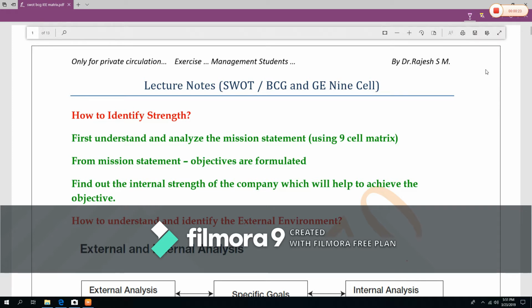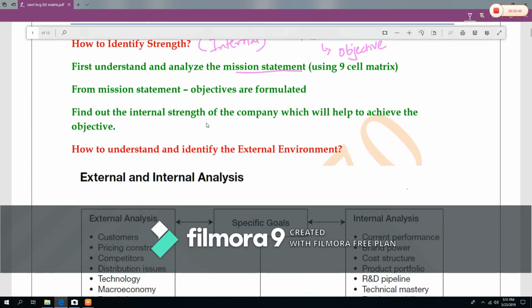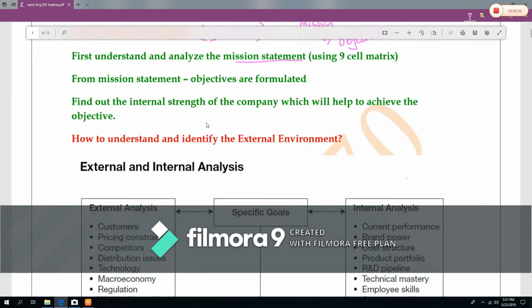So first of all, you need to identify your strength, and strength is always your internal things. You can start with the analysis of the mission statement. From the mission statement, you are going to frame the objectives of your business, and then you need to find out your internal strength of the company which will help to achieve the objective.